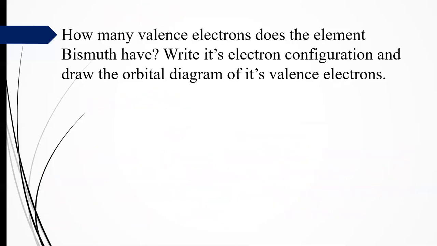Now we're looking at bismuth, right? Bismuth is Bi, and it's asking us about our valence electrons, and then it asks us to do two things. What is its electron configuration and the orbital diagram? So we need to make sure we do both of those. So bismuth's electron configuration, right? In this one we could do either shorthand or longhand.